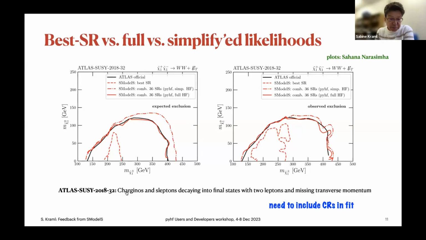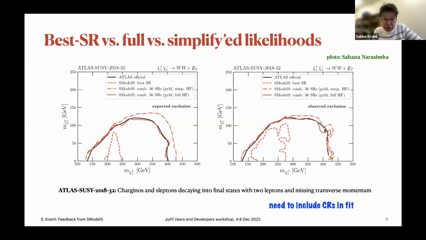Here, this is the ATLAS-SUSY-2018-32 analysis. So this is a search for charginos and sleptons decaying into final states with 2 leptons. So this is targeting, for example, chargino pair production with both charginos decaying into Ws. Again, you have the validation plots, left the expected exclusion, on the right the observed exclusion, and here you see that it's really essential in this case to combine the signal regions, because using only the most sensitive signal region, here in the dotted line, it's completely off. It's completely different from the official ATLAS result.